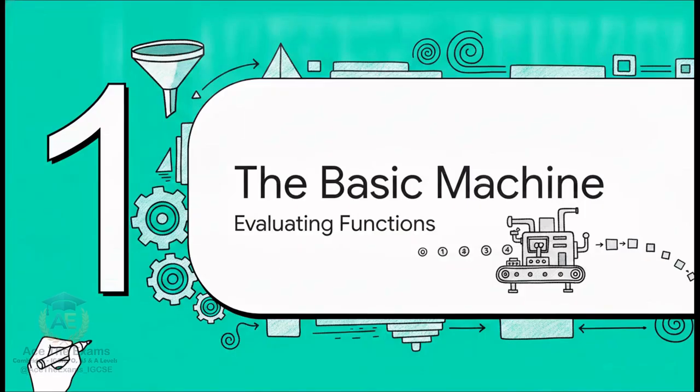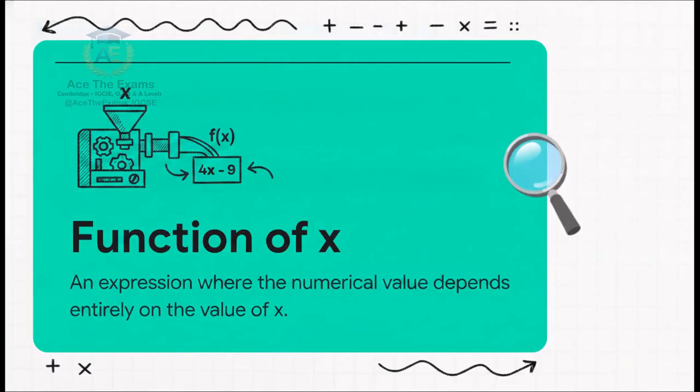Okay, let's dive into this. Section 1. The basic machine. This is where we start looking at command words. When a Cambridge exam says evaluate, what are they actually asking you to do? Sam usually skips right past that word and just starts multiplying things. Don't be like Sam. Evaluating a function just means you are taking a specific number and dropping it into our mathematical machine. That's it. Let's look at the notation.